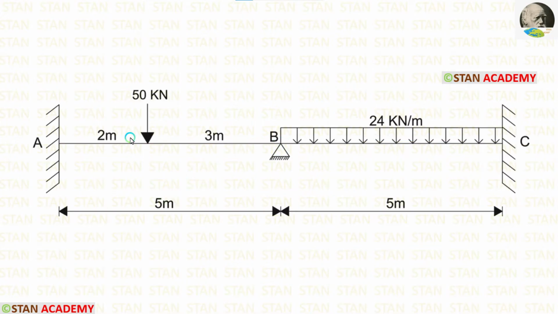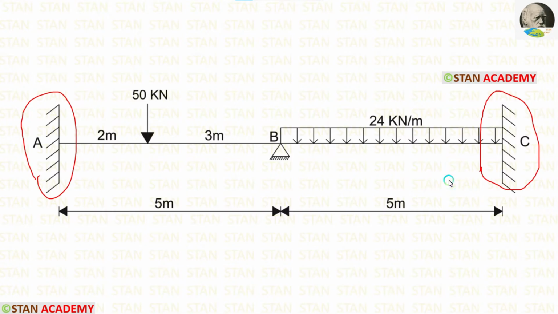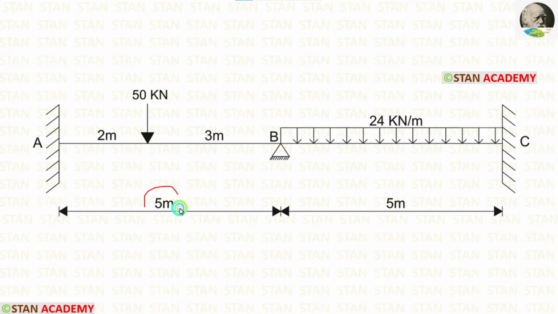In the span AB, there is a point load 50 kN acting at 2 meter from the point A. In the span BC, there is a uniformly distributed load 24 kN per meter acting for the full span. At the point A and at the point C, we have fixed supports. At the point B, there is a hinged support. Span AB is 5 meter long. Span BC is also 5 meter long.